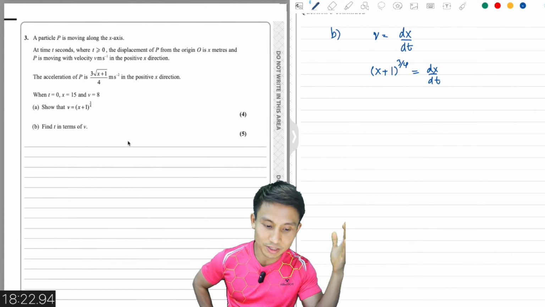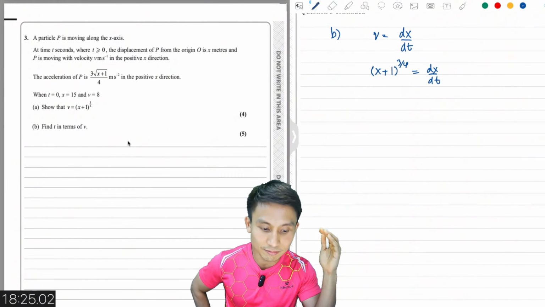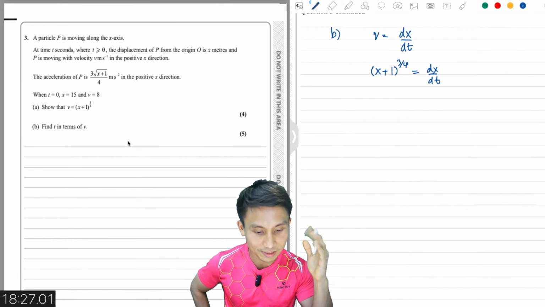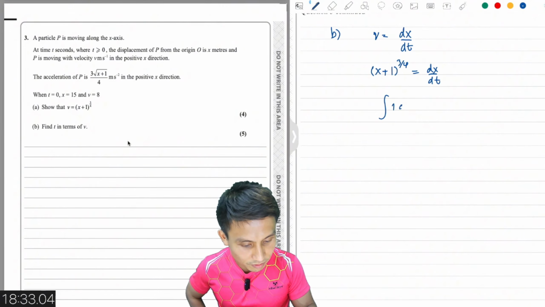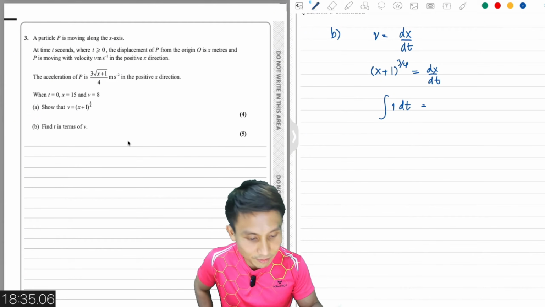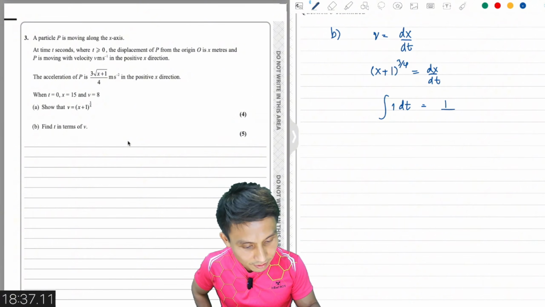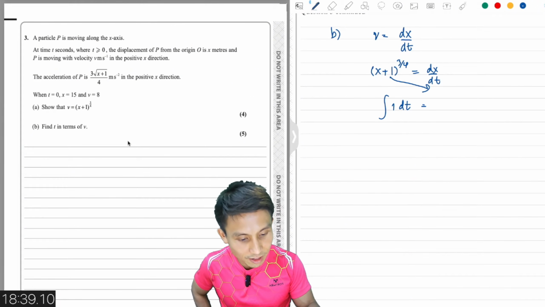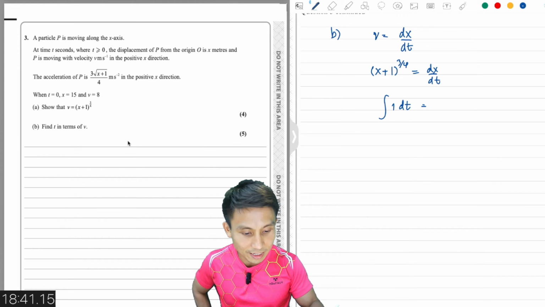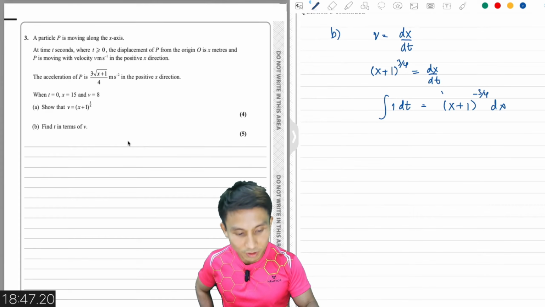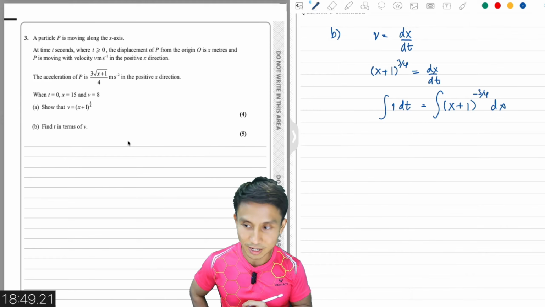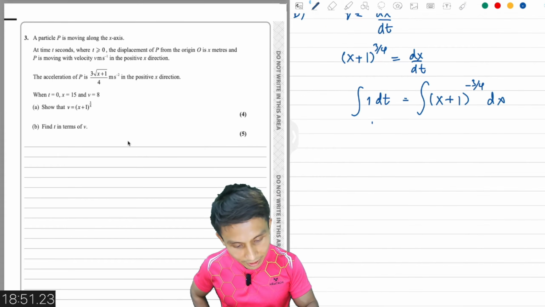So it's just separation of variables all over the place. If you are good at P4, then this should be fine. So then we have what? I'm going to just move dt here, and I have a 1 there. And if you move this down, it's going to be a negative power. So I'm just going to write (x plus 1) to the power of minus 3 over 4 dx here. And then we're going to integrate both sides, right? So I have t here.